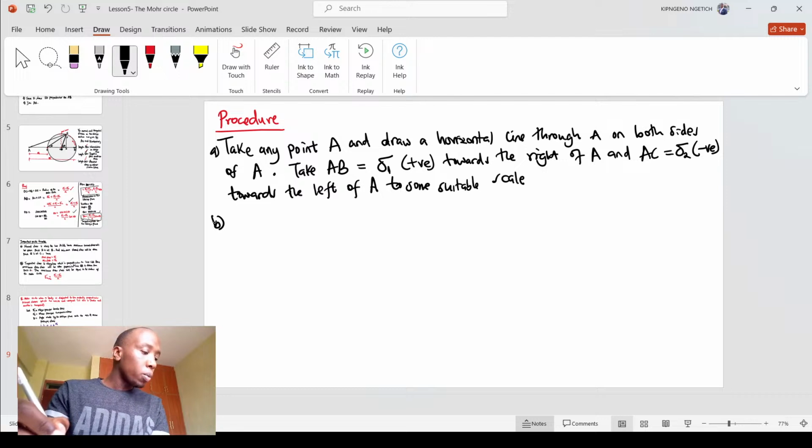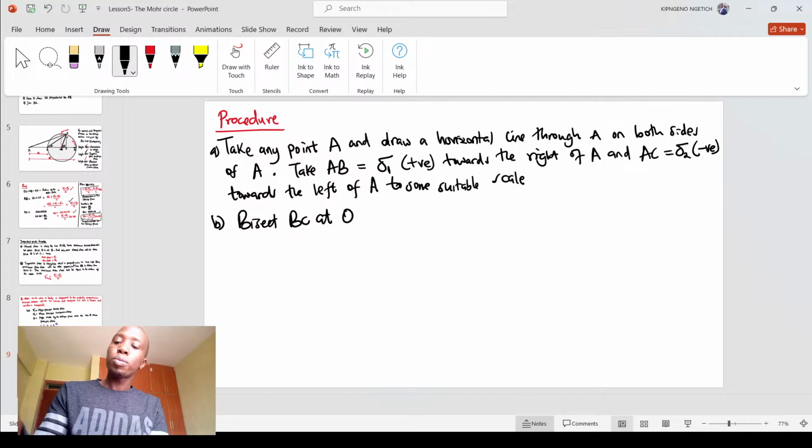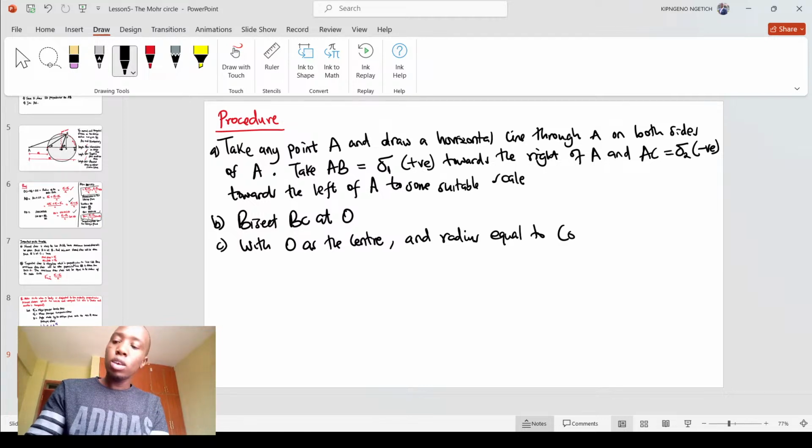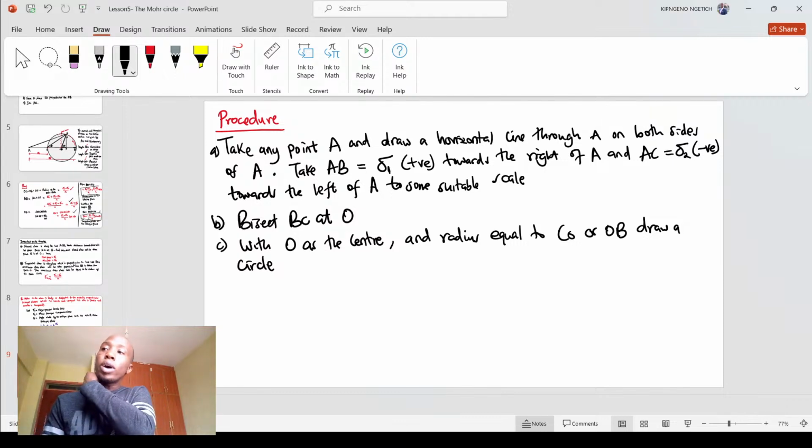Bisect BC at O. Then with O as the center and radius equal to CO or OB, draw a circle.